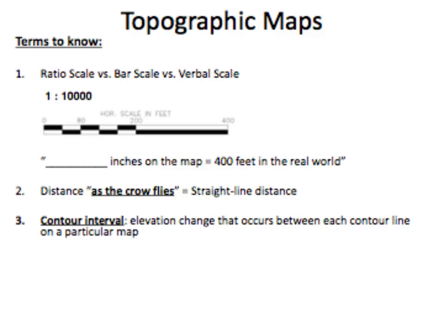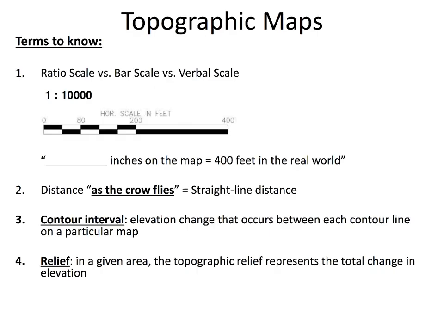Here's a formal definition of contour interval. As the video reviewed, this is the elevation change that occurs between each contour line on a particular map. On a test, if you get this question, define contour interval, please do not write the distance between contour lines. I hope you can see why that's incorrect. You're not measuring, it's not the distance between contour lines as the crow flies, for instance. What we're talking about is the elevation change between contour lines.